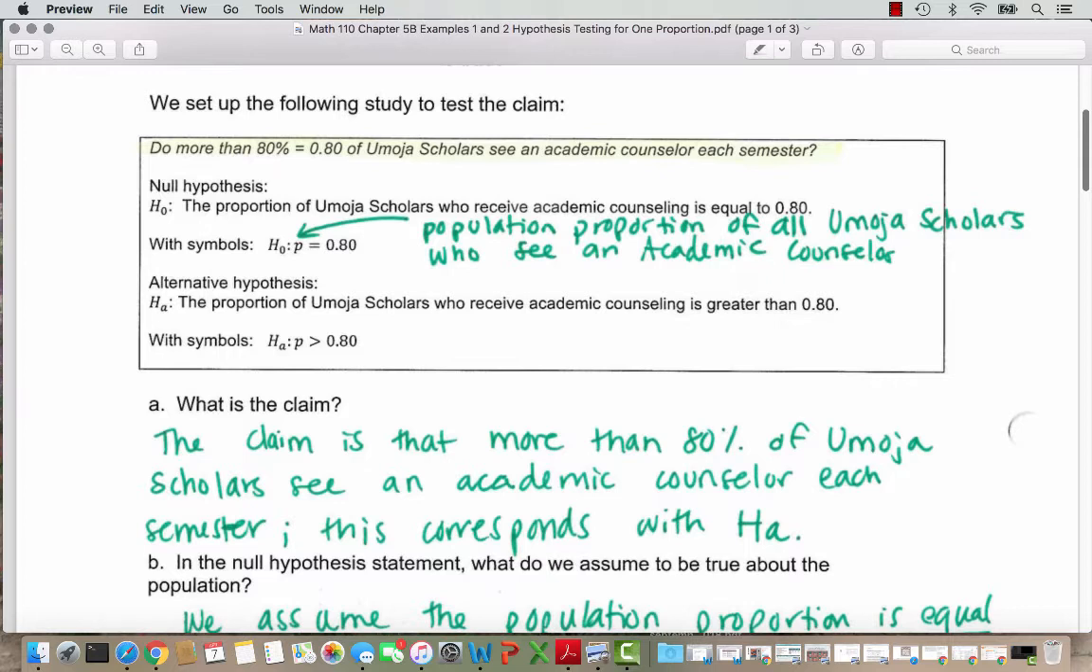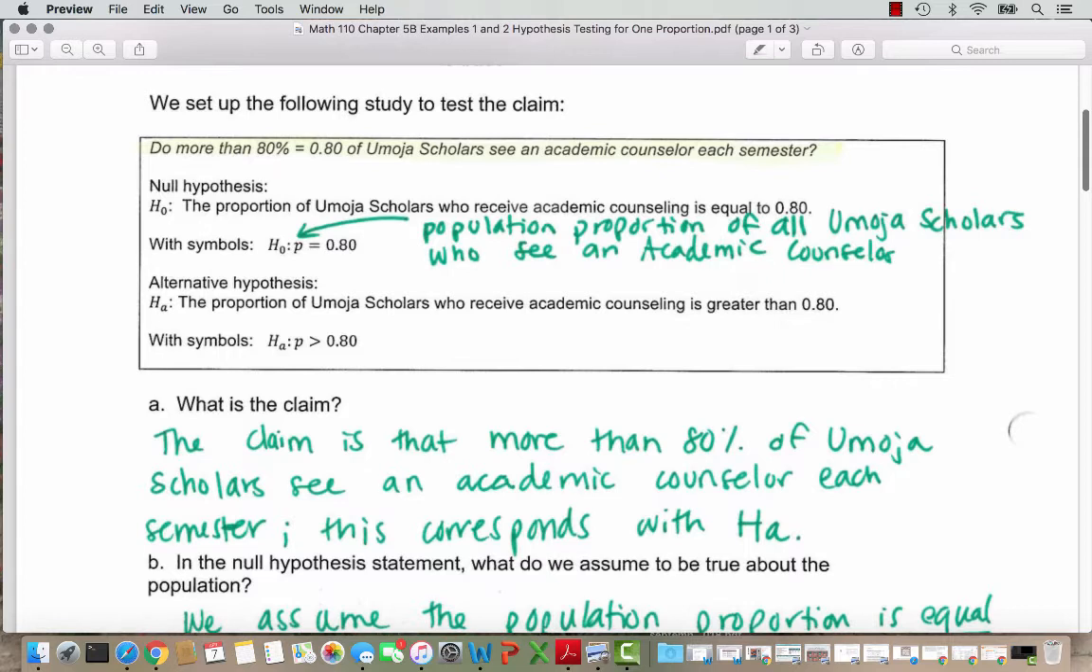With symbols, and very often we'll write our hypotheses with symbols to save time, we say H sub 0, and then typically we put a colon here. P equals 0.80. That P is our population proportion of all Umoja scholars who see an academic counselor. So we have to define what our P is. Notice it's not a P hat. That would be if it was sample data. So we're always making a prediction about the whole population. When we write our hypotheses for categorical data, we always just use P standing for proportion.